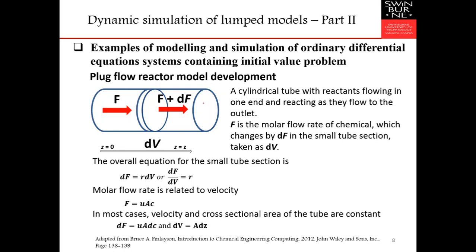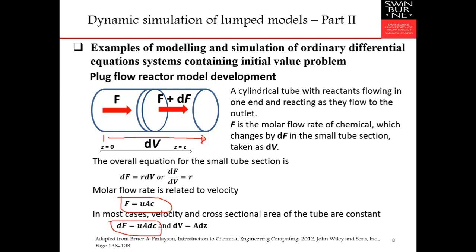Let's say we have a cylindrical tube with the reactants flowing in one end and reacting as they flow to the outlet. So as it goes from z equals 0, there will be a reaction along the cylinder length. F is the molar flow rate of chemical, which changes by dF in the small tube section, taken as dV. So the overall equation for the small tube section can be represented by these equations. The molar flow rate can be related to the velocity, and if the velocity and cross-sectional area of the tube are constant, then this can be converted into this.